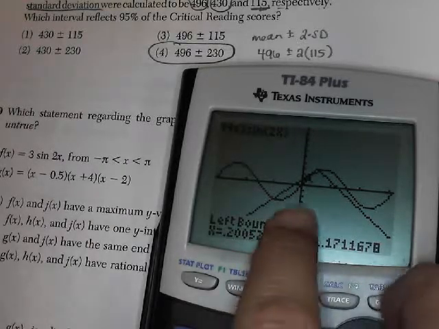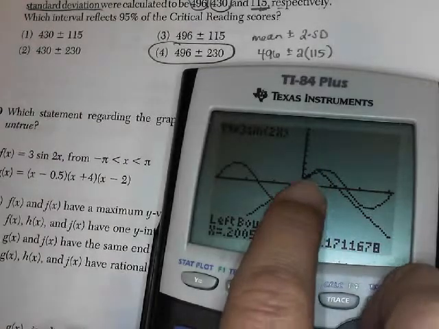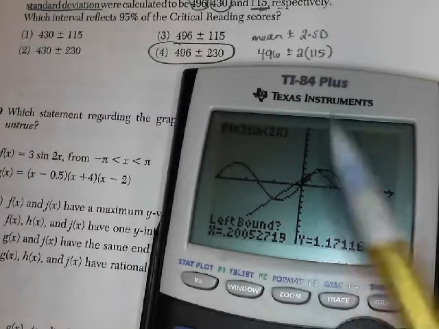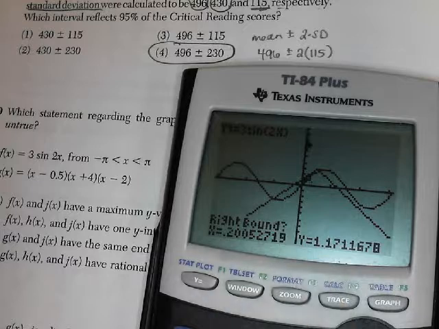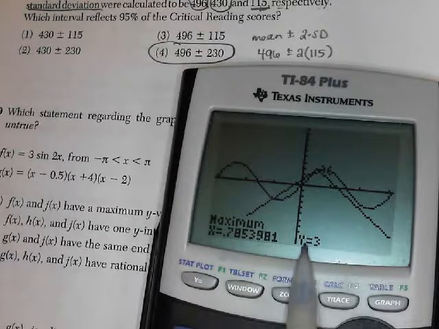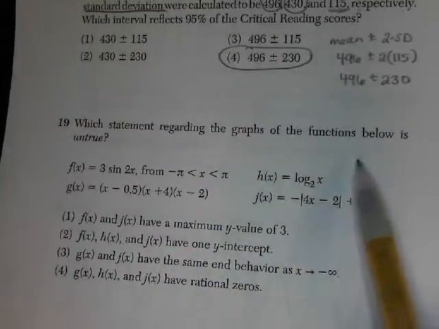I'm looking for the left bound, so I'm going to keep my cursor to the left of the maximum, hit enter, and then scroll it to the right of the maximum, hit enter, and then guess, hit enter through that, and you'll see that your maximum value is 3. So this is true. They're looking for which one is untrue. So that one was true.